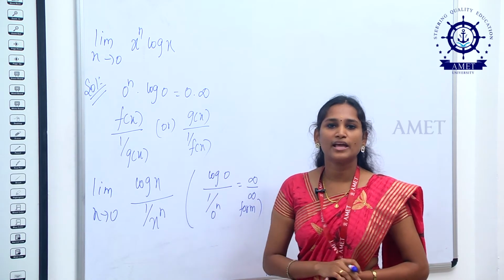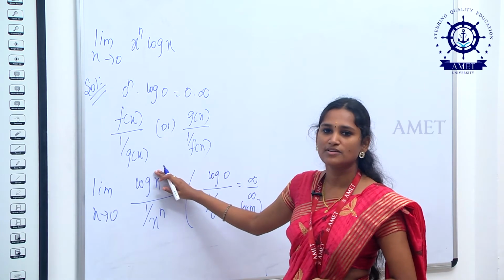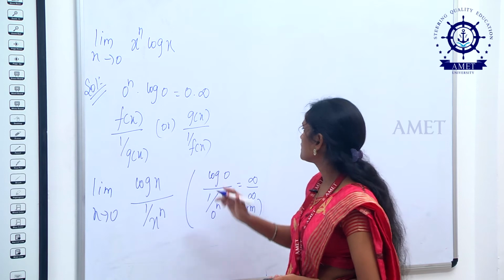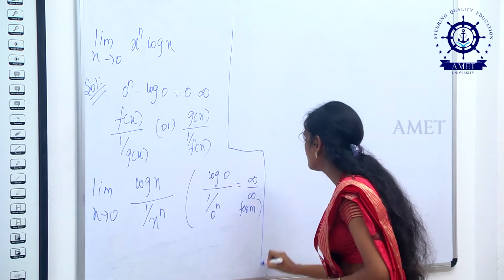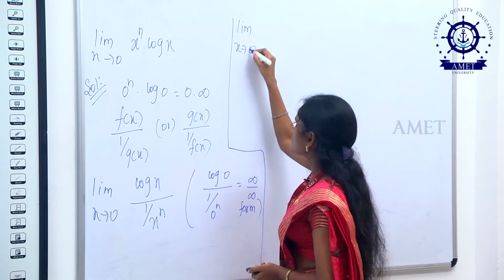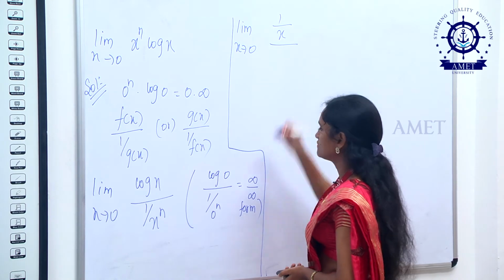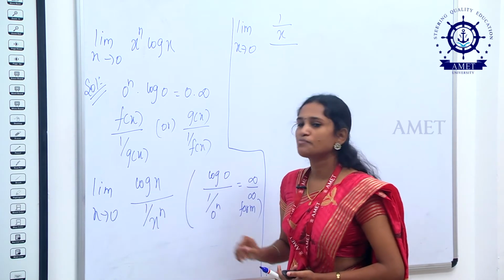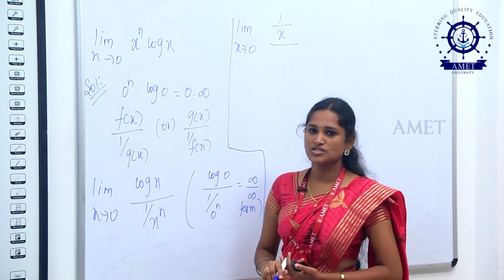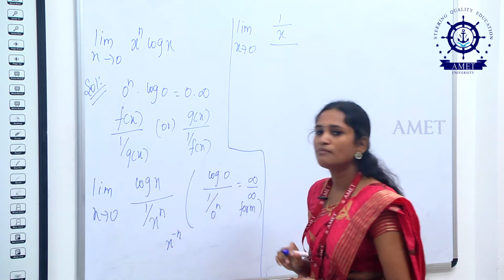Infinity by infinity form means what? Already you know that we differentiate the numerator term separately and the denominator term separately. So now we have to do the differentiation. The limit as x tends to 0, the derivative of log x is 1 by x, divided by the derivative of 1 by x to the power n. 1 by x to the power n is nothing but x to the power minus n.